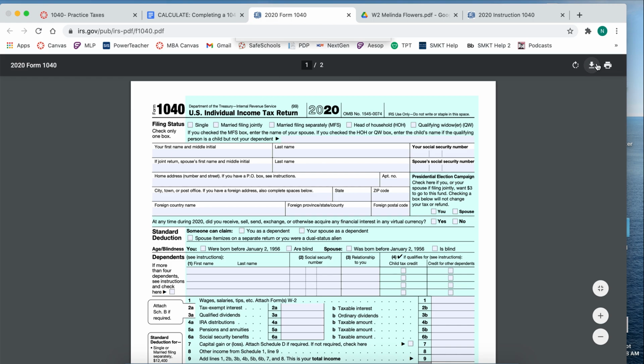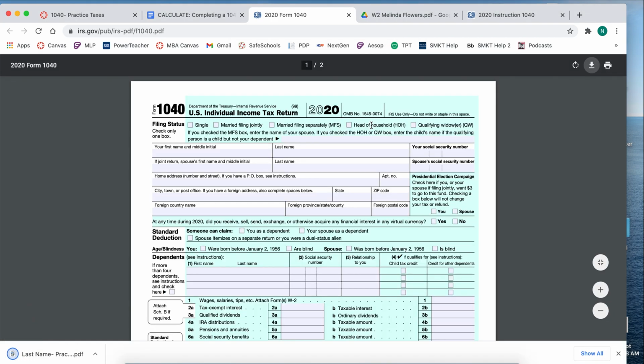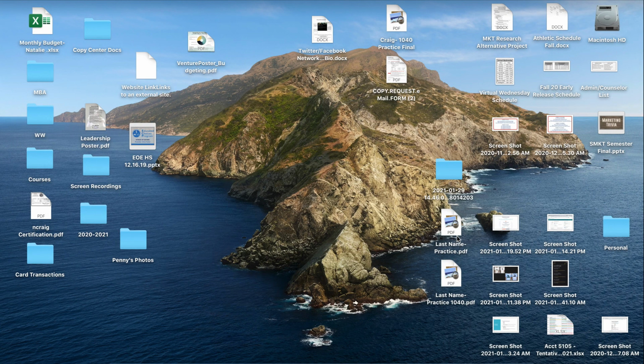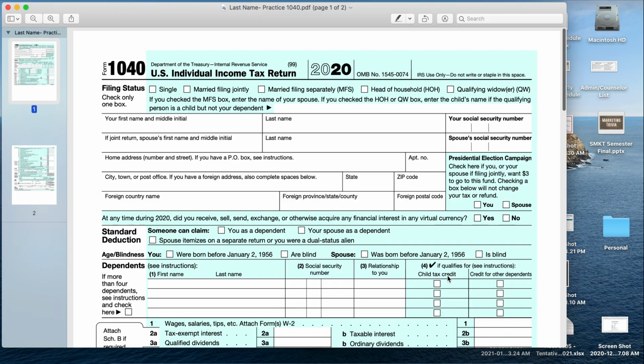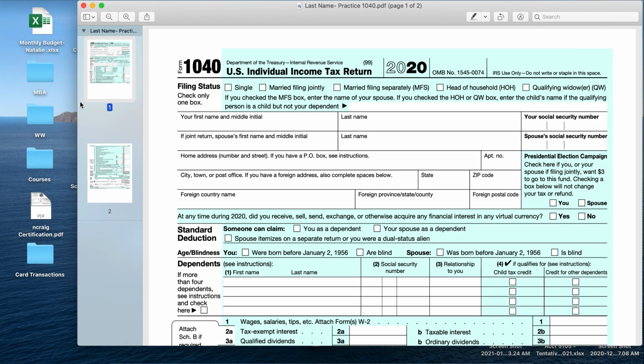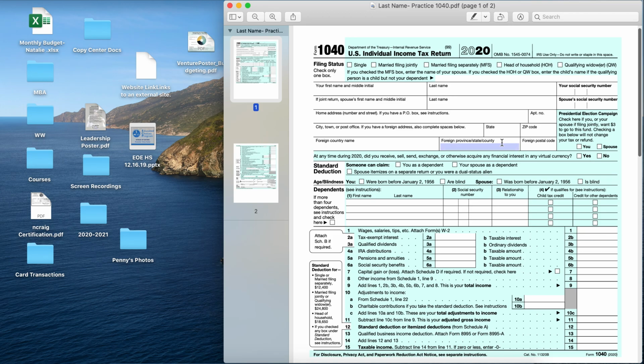You need to download this, save it to your desktop with last name, practice 1040, and save it. And then in order to use it, you need to go back onto your desktop and open it up from there. It needs to look like this. It cannot be a tab on your internet browser, or else it will not save your words or numbers that you enter in here. You have to open it in this way.